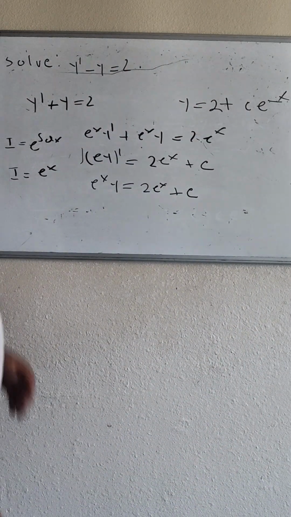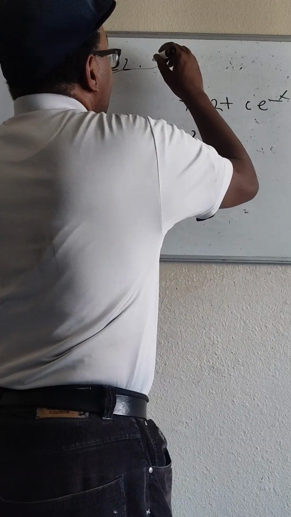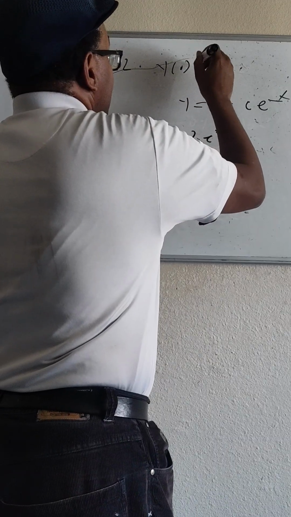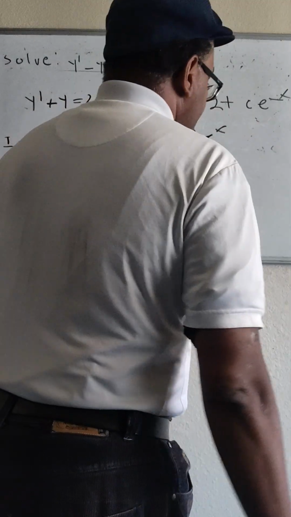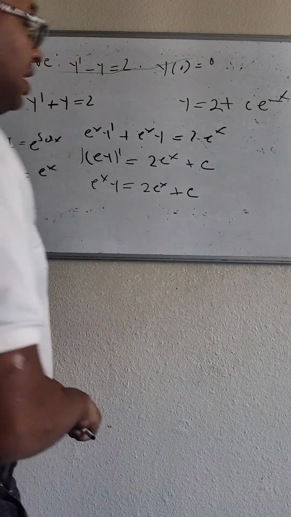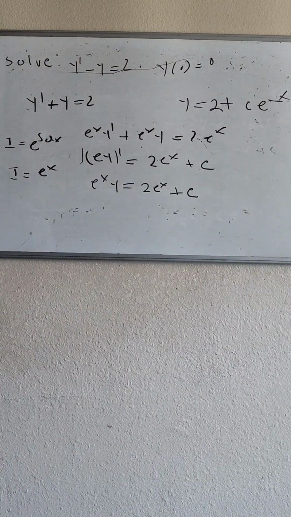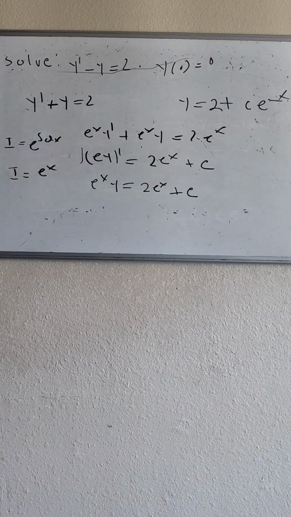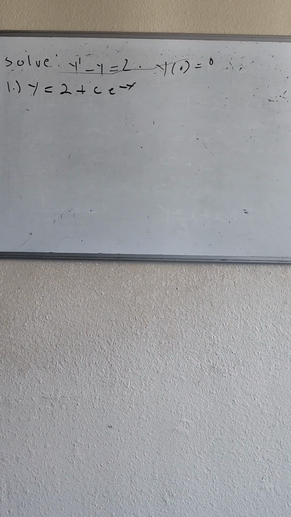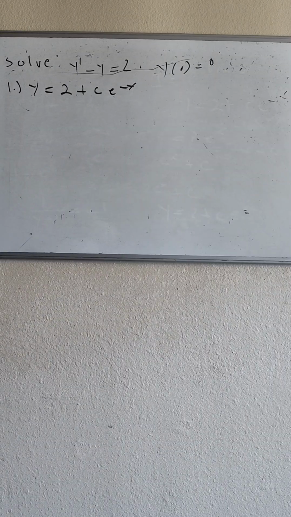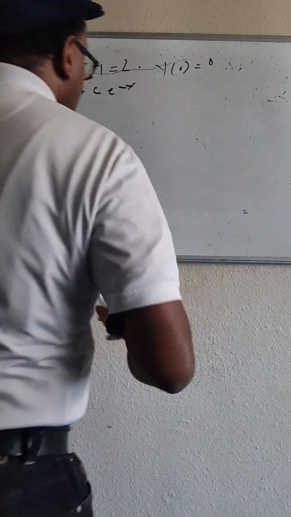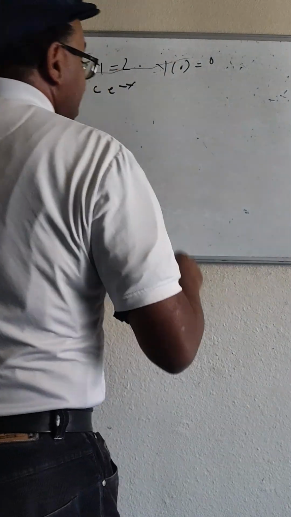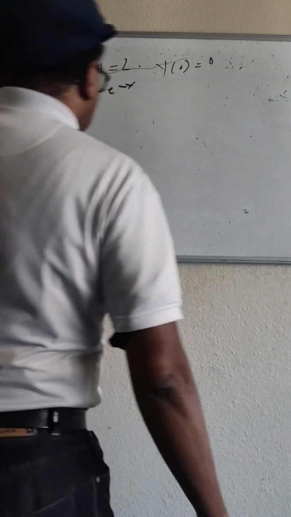Now, let's say we give an initial condition of y of 0 equals 0. Alright, we'll do that in step 3, guys. We're going to pause the video and go to step 3. Okay, guys, part 3. Here we go. So now we're going to find our constant, guys.